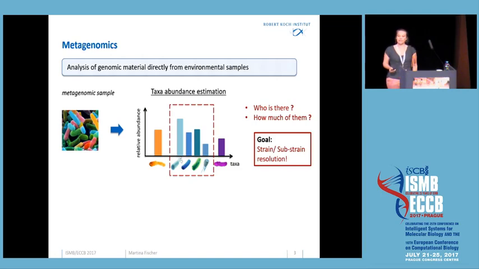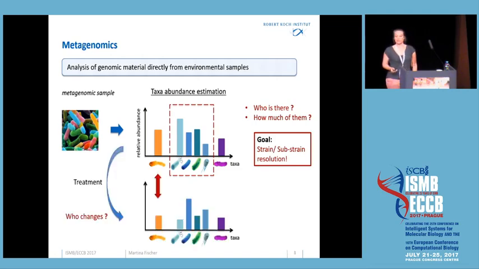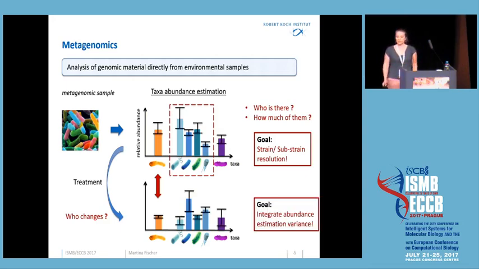And in the next step we compare metagenomic samples and we ask which of the strains change their abundance and which of them will hold a constant abundance. And for this comparison, it will also be important to know how accurate the abundance estimates actually are. So it is our second goal to also capture the abundance estimation variance.